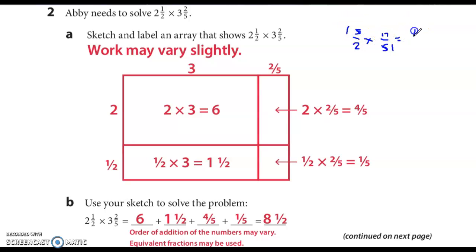So 1 times 17 is 17. 2 times 1 is 2. 2 goes into 17 8 times with 1/2 left over. If you cross cancel before you multiply, if you're able to, a lot of times your answer will be in its lowest terms when you finish.